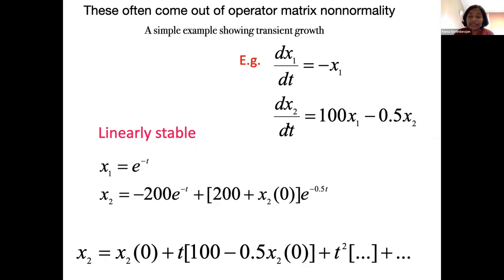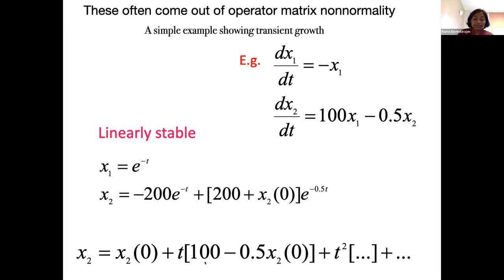But let's take this example of just two simple differential equations, or two ODEs, in x1 and x2. So you can immediately see that the eigenvalues are minus 1 and minus 0.5. So x1 is e to the power minus t, x2 is e to the power minus something. So at time equal to infinity, obviously these two are going to decay. So this is a linearly stable set of equations.